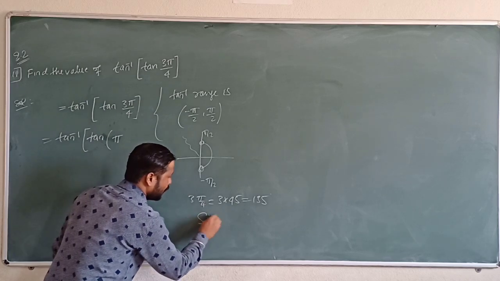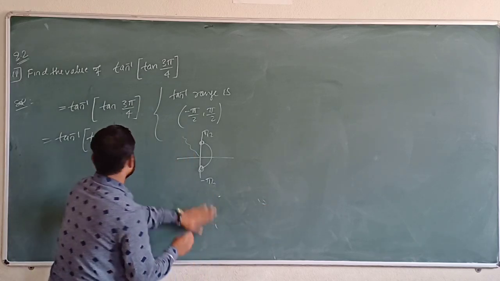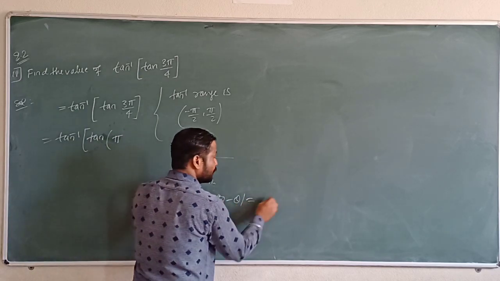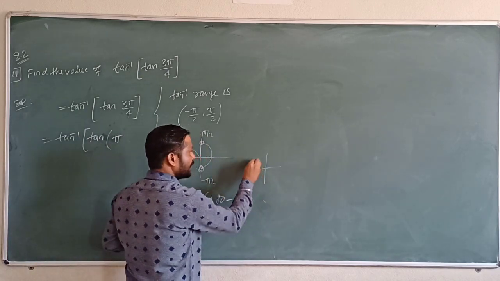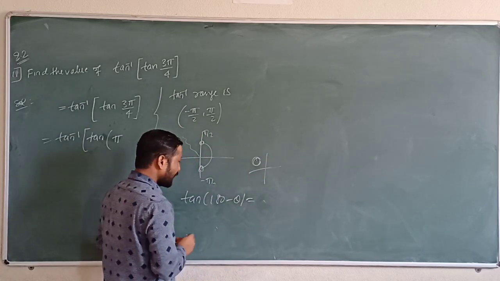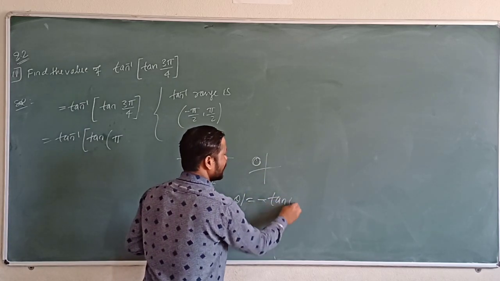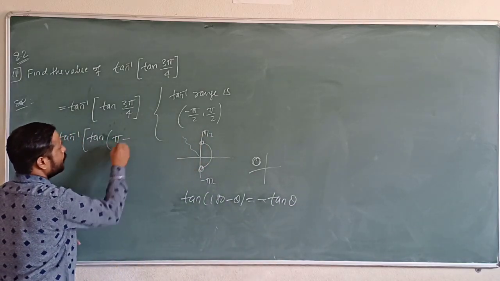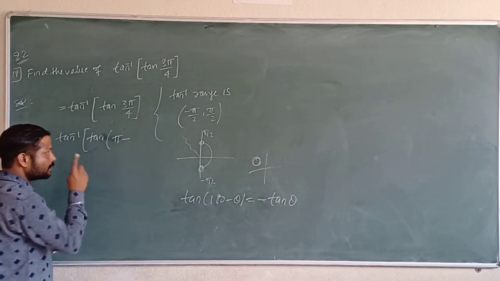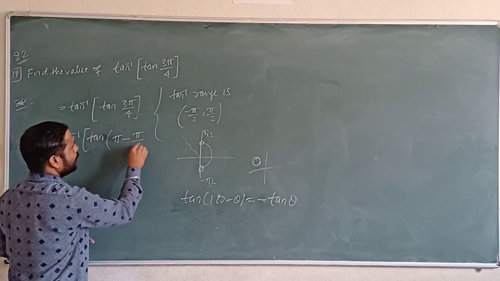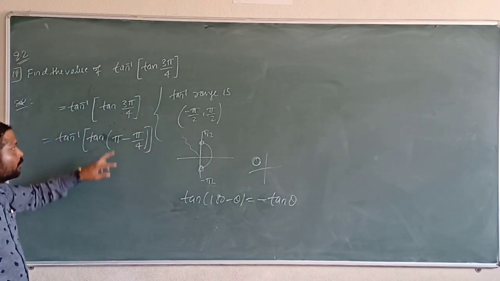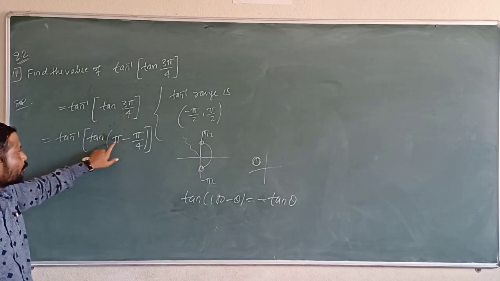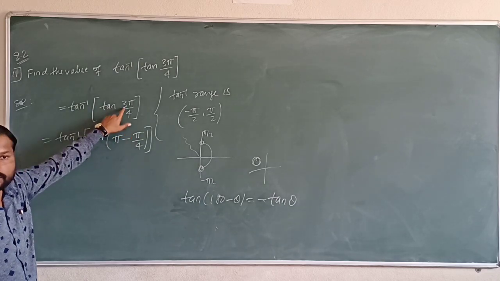Now, tan of 180 minus theta: in the second quadrant, tan is negative, so tan of 180 minus theta is minus tan theta. Now 135 degrees can be written as 180 minus 45. Is that clear? 180 minus 45 becomes 3 pi by 4 only, since 4 pi minus 1 pi is 3 pi.